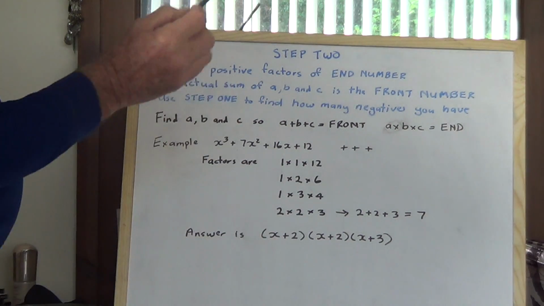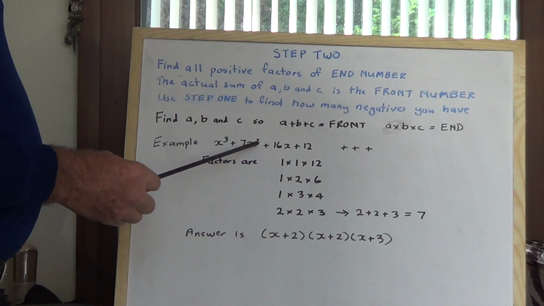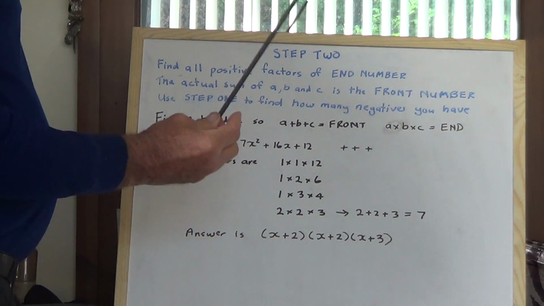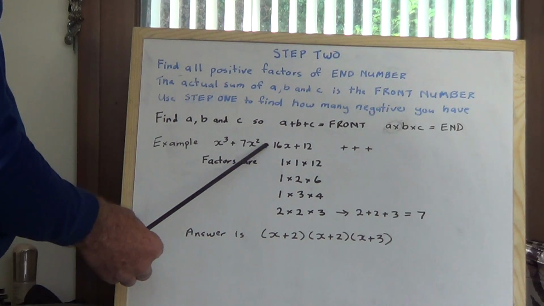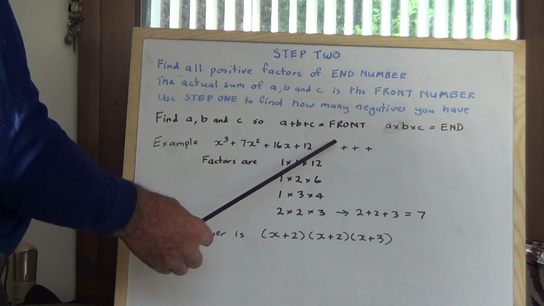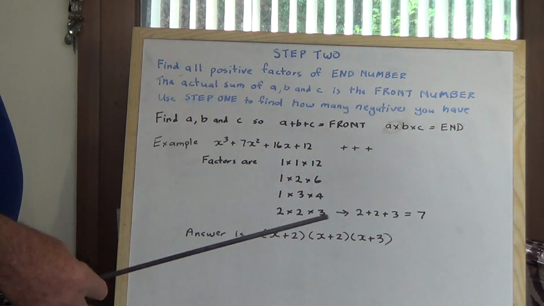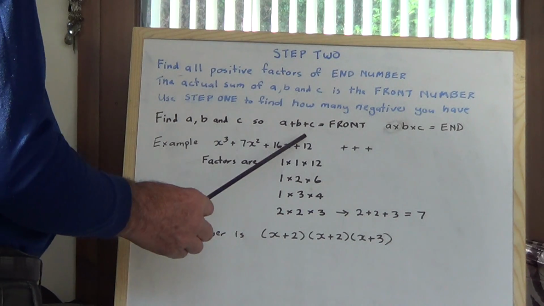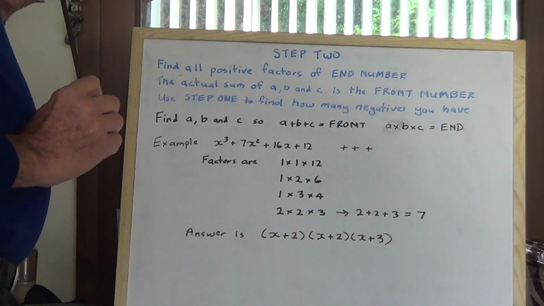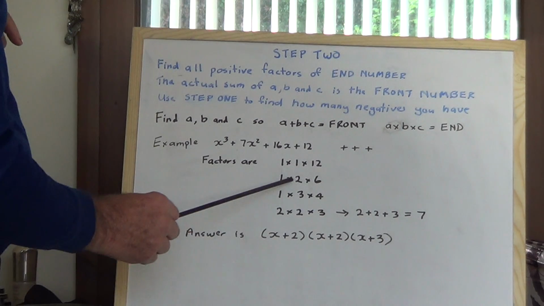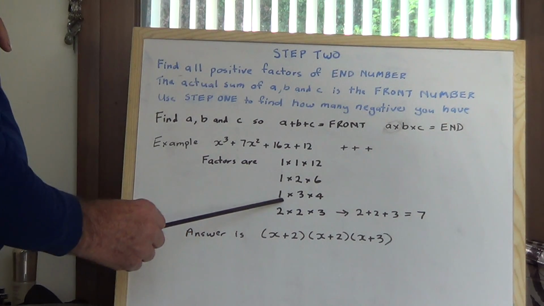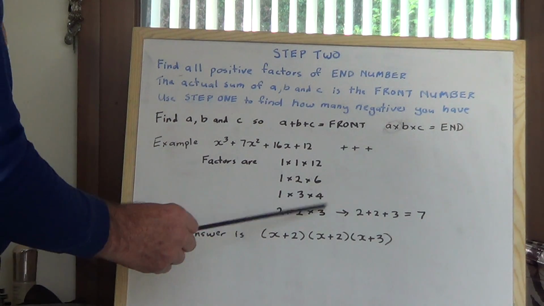Here's an example. X cubed plus 7x squared plus 16x plus 12. Now the n is positive and all the rest are positive, so it's 3 positives. We don't have to worry about any negatives. So we write out the factors. Now the factors, there are 3 factors because it's a cubic. 1, 1 and 12, 1, 2 and 6, 1, 3 and 4, 2, 2 and 3.